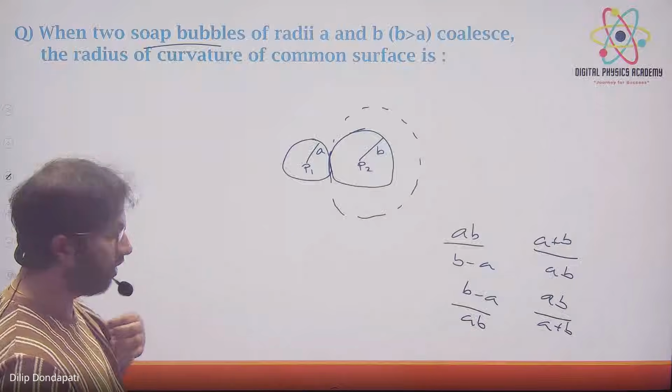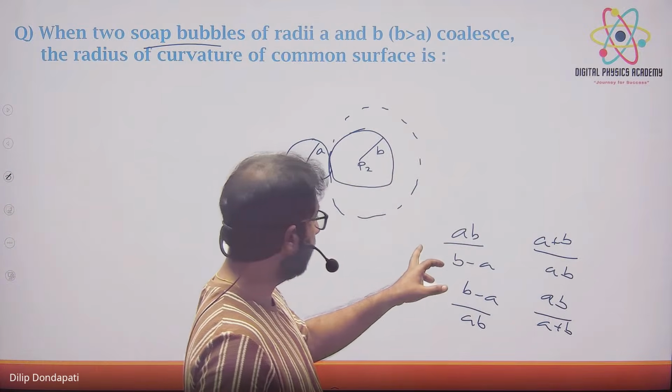So, can you move? So AB by B minus A. So I'm getting B minus A by AB. No, wrong. AB by B minus A is the answer.